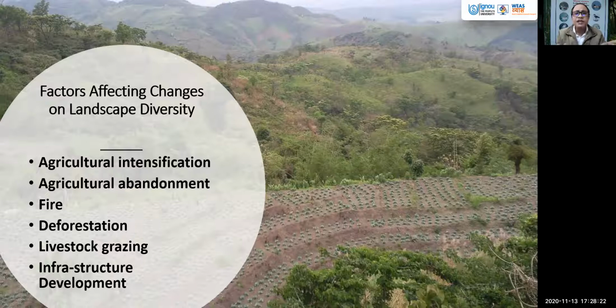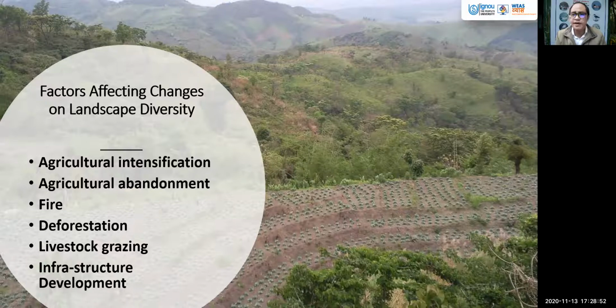So that automatically changes the structure of the landscape, its functions, and ecosystem function, whatever the input you are giving, because of the intensification of agriculture. Next is fire. There are different kinds of fire. Of those, natural fire, which is very common in the Himalayan area, also has an impact and is one of the factors in landscape diversity change.